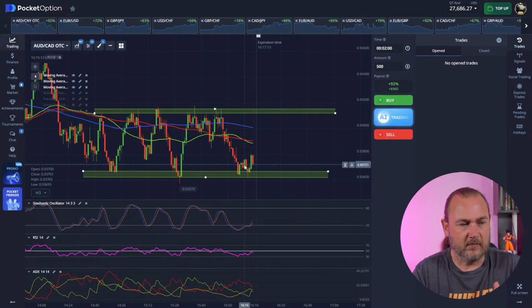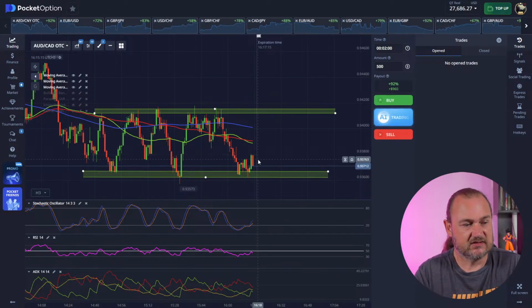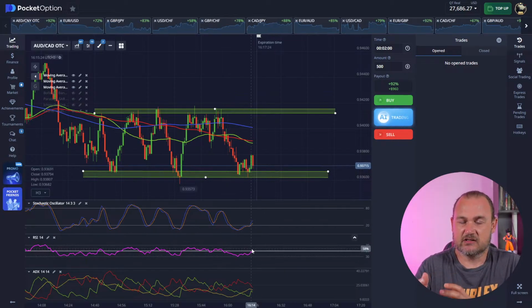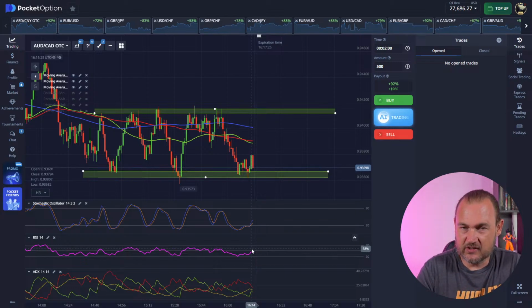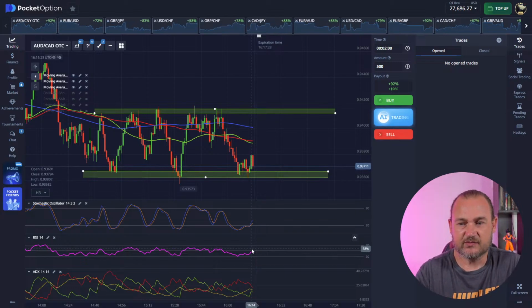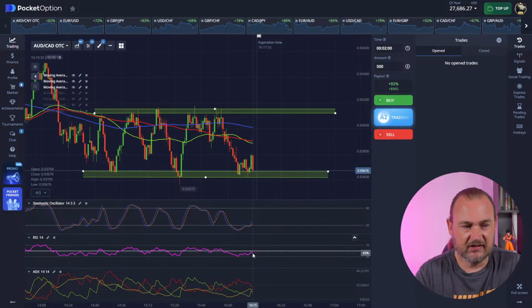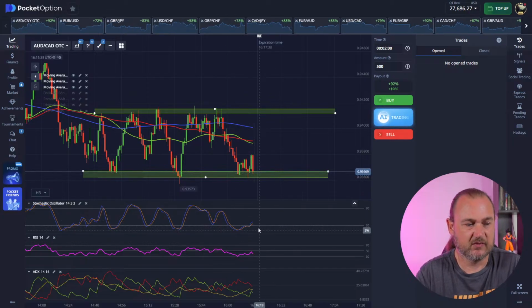So I will consider taking a buy trade in this situation if my RSI can push through the 50 line. Currently the RSI is rejecting from the 50 line, telling me that bearish momentum is being maintained. It's not ideal to take buy trades when we have bearish momentum. The stochastic as well is showing us we still have some bearish momentum, so there's a good chance we're going to break through this.